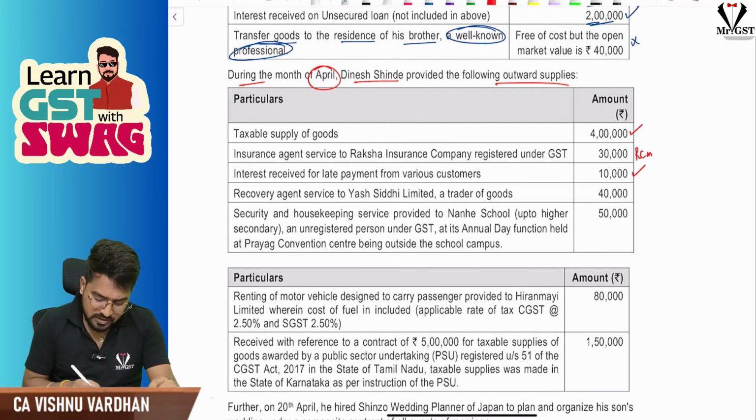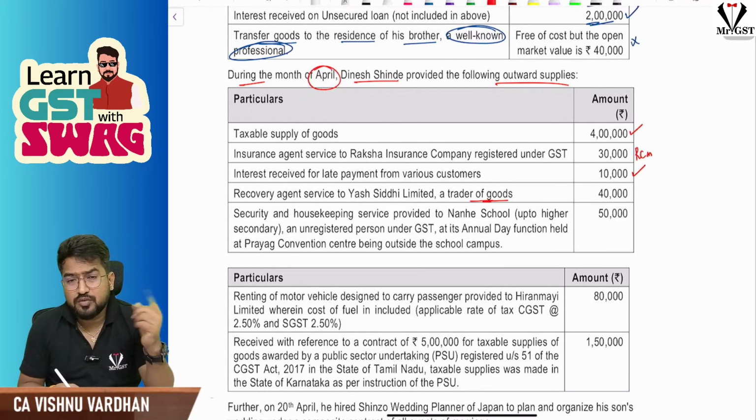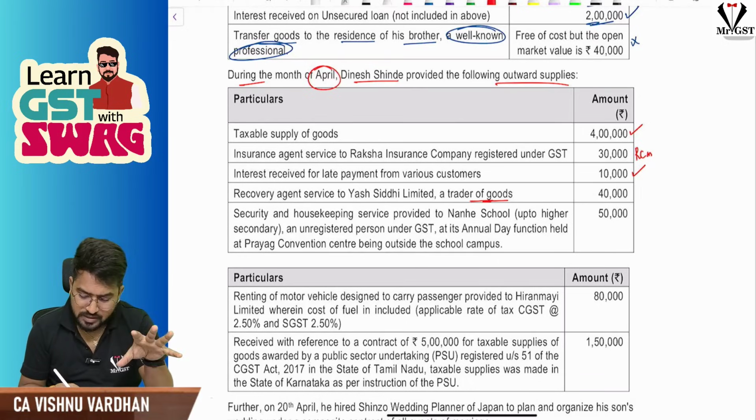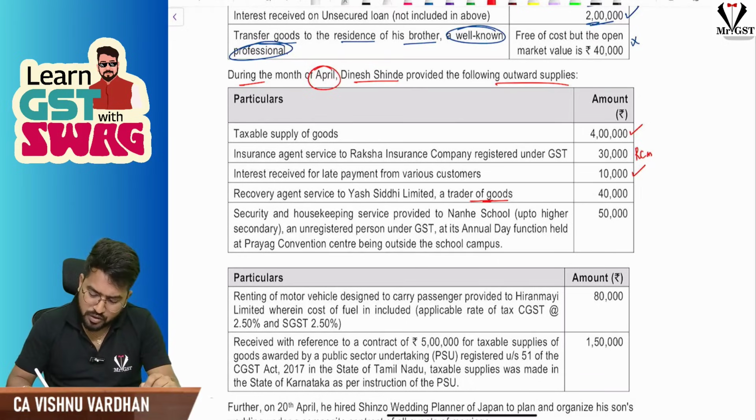Recovery agent services to Yash Siddhi Limited, a trader of goods. Recovery agent services, if you are providing to banking companies and non-banking financial institutions, all that, then only it is RCM. Here, because he is a trader of goods, no RCM, so generally taxable.